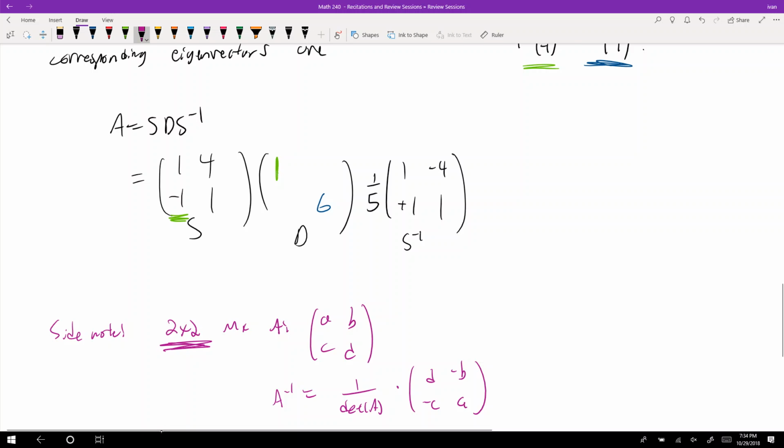Okay, so now all we have to do is multiply these matrices out. For the sake of time, this is what happens. If you multiply the first two matrices, you'll get (1, 24; -1, 6). And then you still have to multiply that by 1/5 times (1, -4; 1, 1).